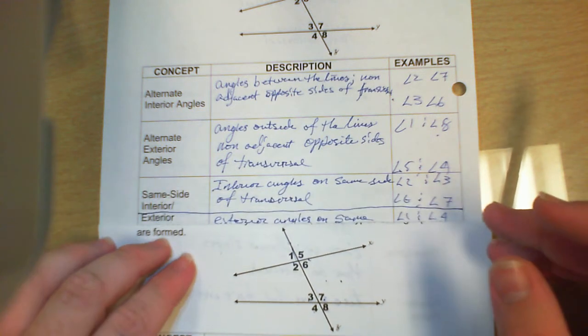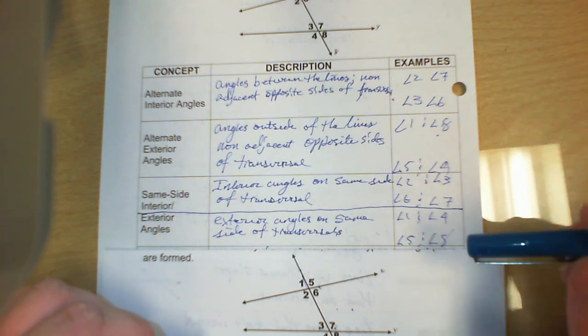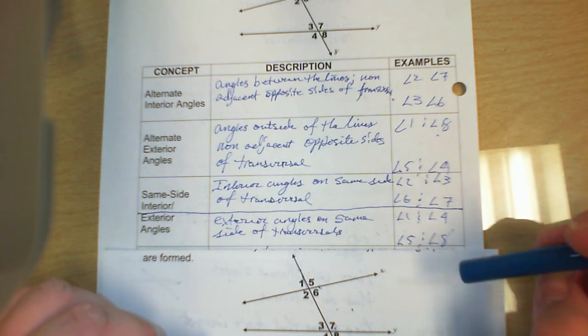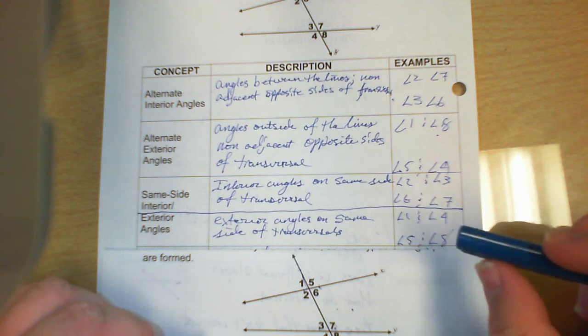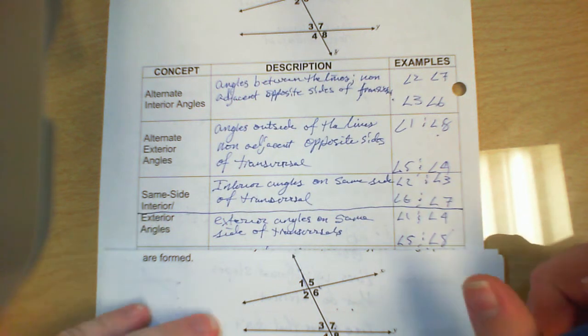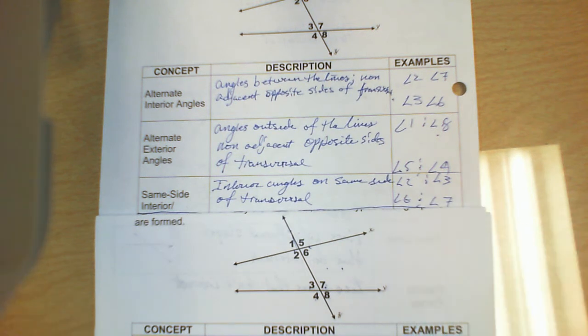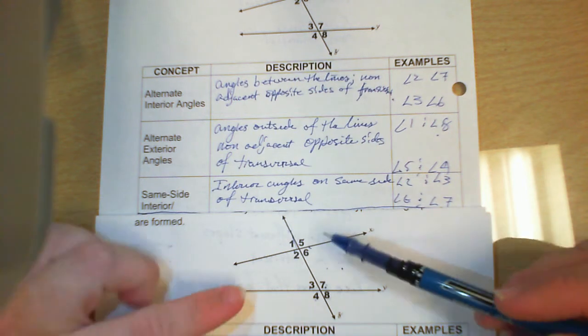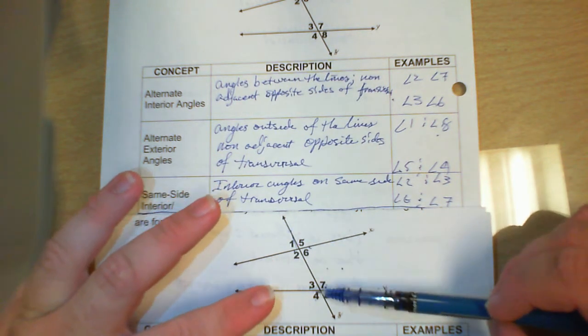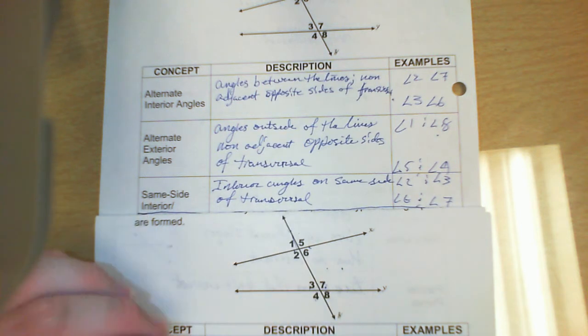Okay? The next one, you're going to need to draw a line in the middle of this box because it didn't get printed properly. I apologize. And I didn't realize it until after I printed them. Okay? Same side interior are interior angles on the same side of the transversal. So they're interior, so they're inside the two lines, and they're on the same side of this transversal, the line that intersects both lines.